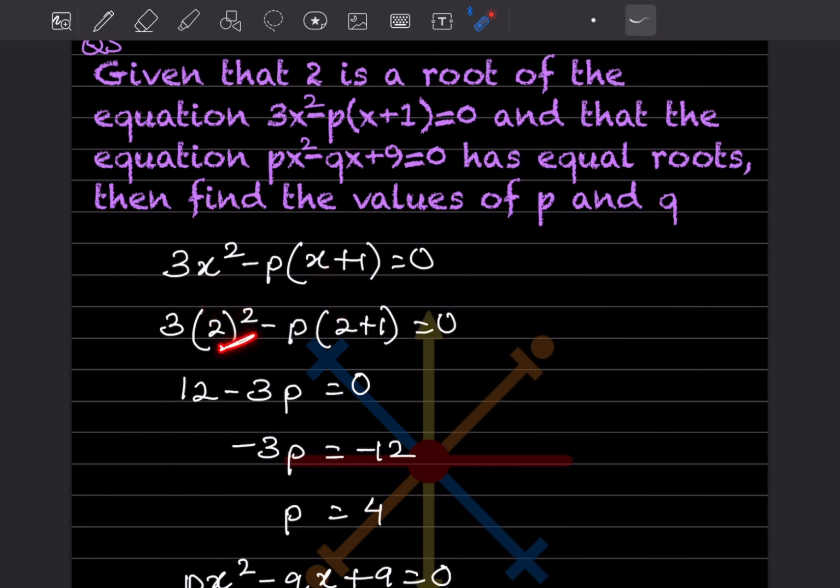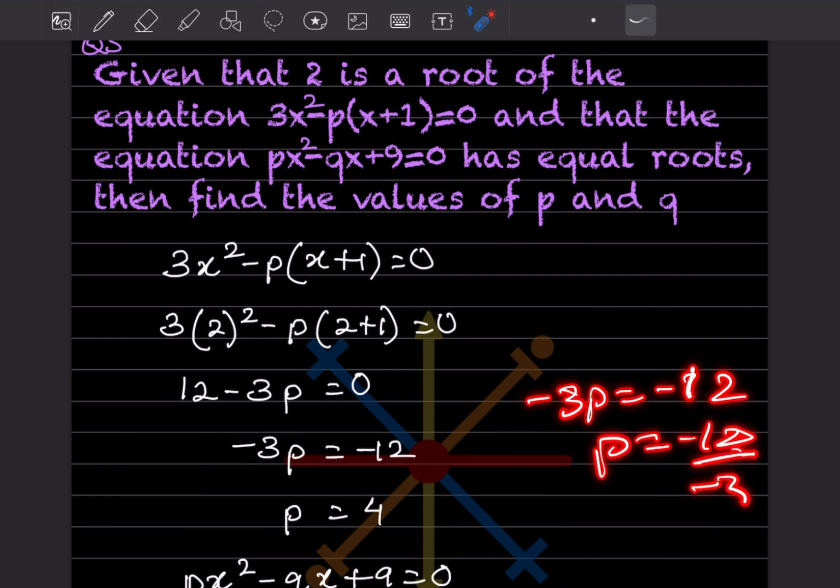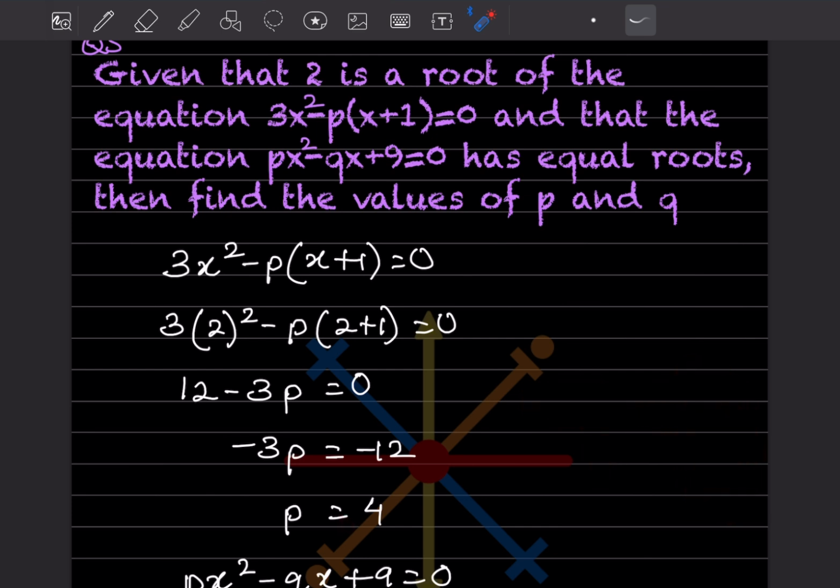So what will happen here? 2 square is going to be 4. 4 3s are 12. And here is 3. So minus 3p is equal to 0. So minus 3p, here it goes there, that will be minus 12. Both the sides are negative means it is going to be positive, or you can do one thing. You can write one more step, minus 3p is equal to minus 12. And p will be minus 12, and this will go on the other side, that is going to be minus 3. So that is going to be 4, minus becomes plus 4. So p is 4. Now after getting p is equal to 4, you are going to use it in this equation because it has equal roots.